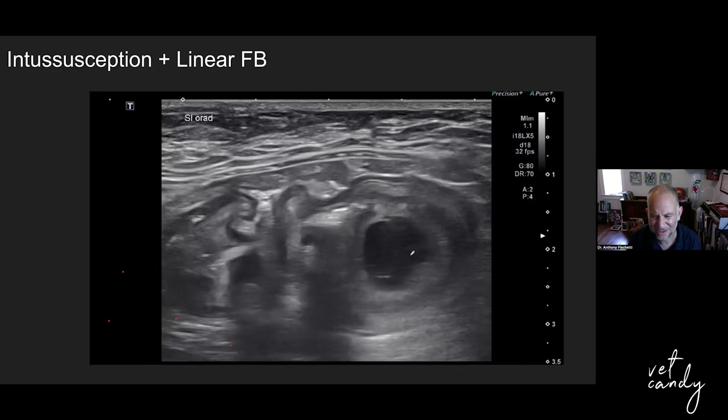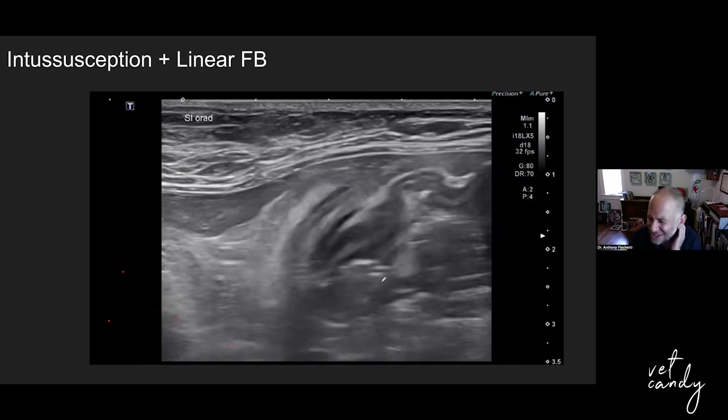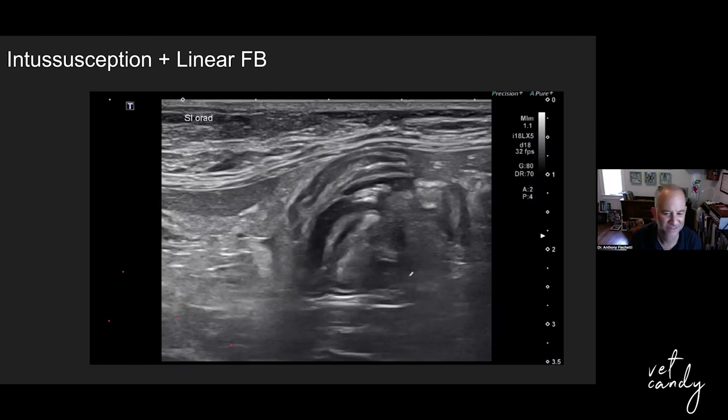I think when I was in vet school, they called this like a target lesion. I don't really see a target for intussusception. I think it just looks like too many wall layerings for the small intestine, and you might find better images of that in your textbooks. Maybe I shouldn't have done a video. I should have just done images.